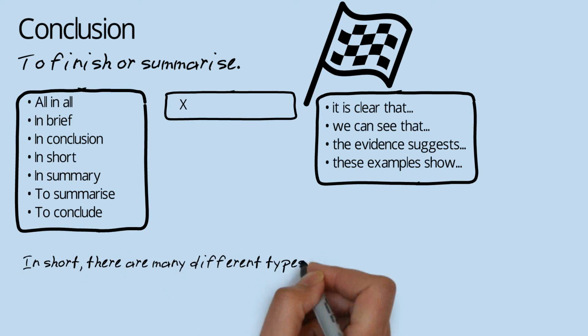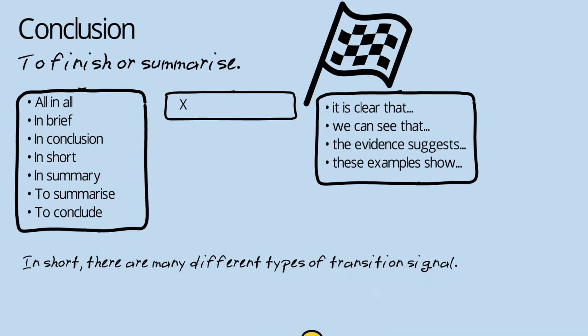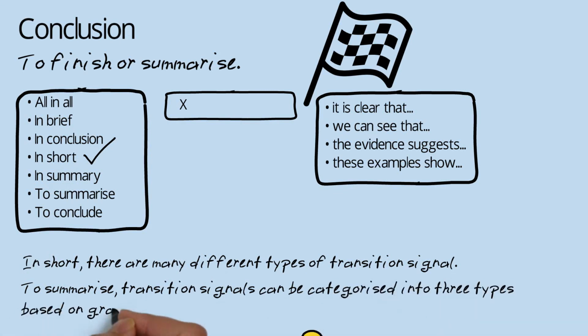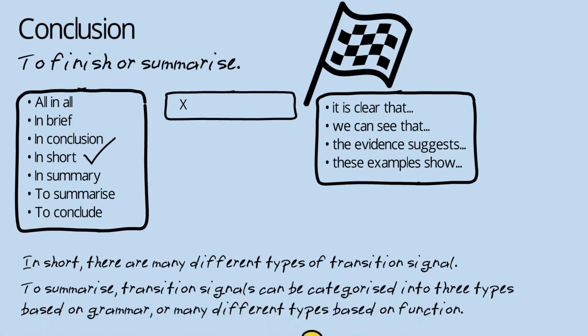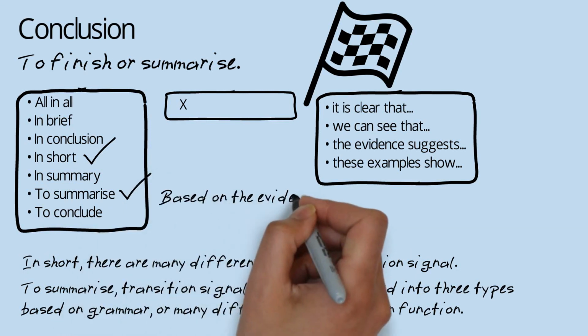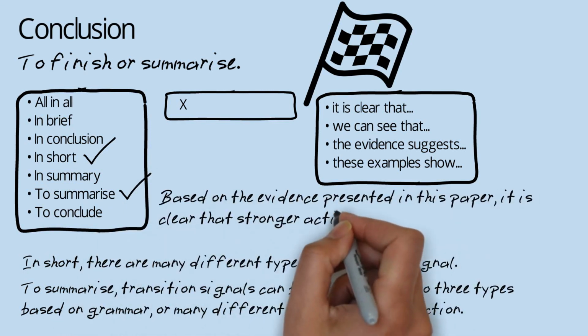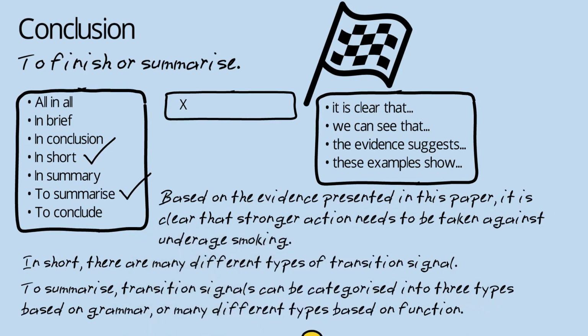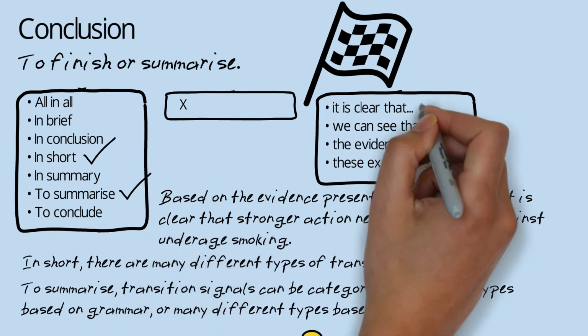In short, there are many different types of transition signal. To summarize, transition signals can be categorized into 3 types based on grammar, or many types based on function. Based on the evidence presented in this paper, it is clear that stronger action needs to be taken against underage smoking.